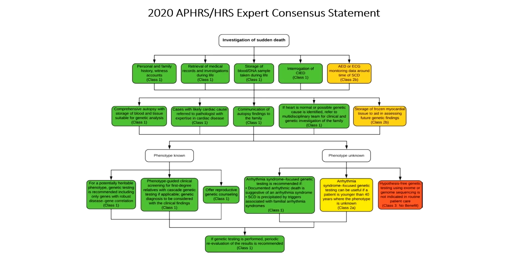Our testing menu was created following the international expert group consensus and guideline, according to the 2020 Asia Pacific Heart Rhythm Society and Heart Rhythm Society practice recommendation. For phenotype known cases, phenotype-driven gene analysis is indicated. For phenotype unknown cases, arrhythmia gene analysis is indicated. Hypothesis-free genetic testing using whole genome sequencing or exome sequencing is not recommended by this guideline.